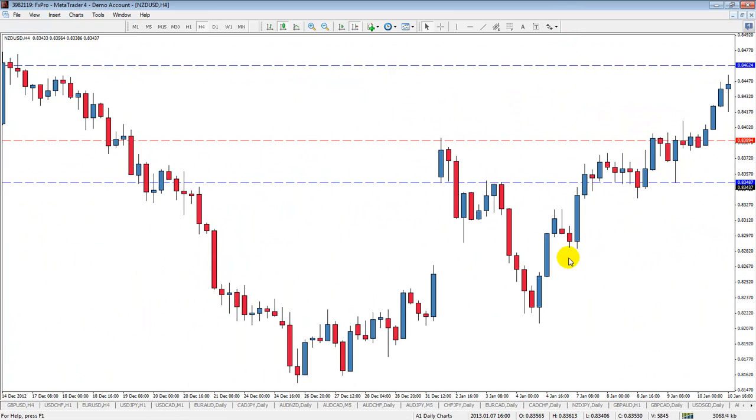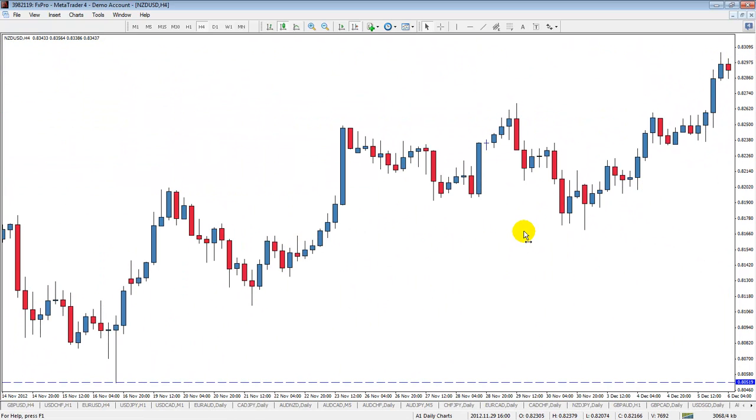But I want to talk about this and why it is that there are characteristics of reversals, and what are those characteristics and how can we use them in our trading.